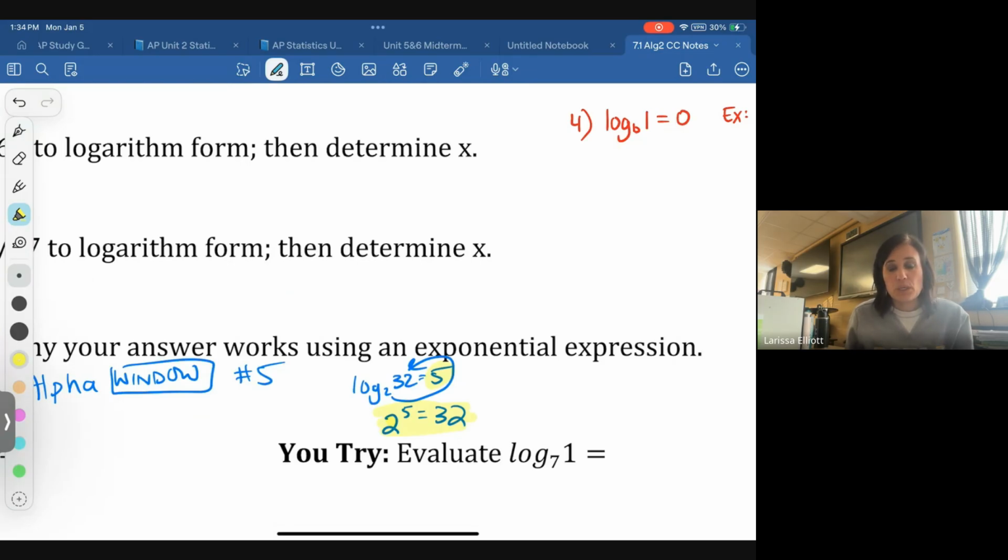So on your Google form, you'll put a 5 in there, but on the paper I will collect, I need to see this part right here. So this part, you will turn in on paper. This part is going to be on your paper and on your Google form.